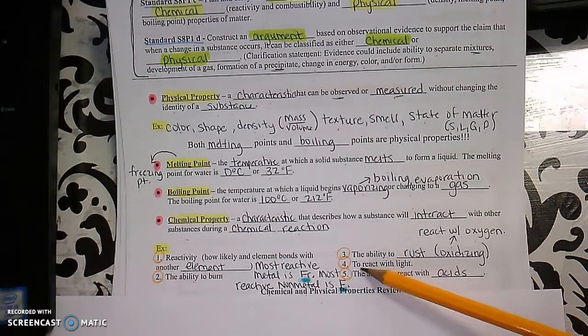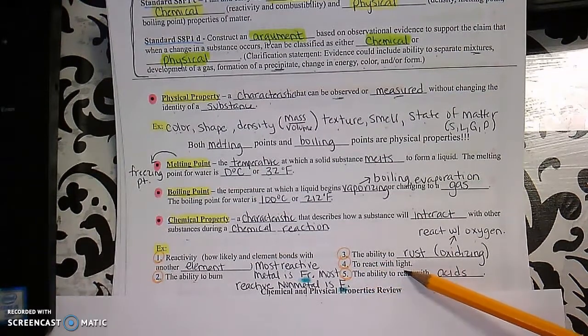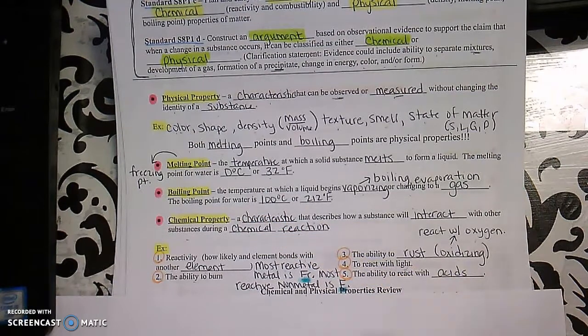Number 4, the ability to react with light. Some chemicals or substances are light sensitive and will react with light, so that would be a chemical property. And number 5, the ability to react with acids. The metal on the end of this pencil will react with acids and create hydrogen gas. Metals, when they react with acids, create hydrogen gas. So that would be a chemical property of the metal here on this pencil.